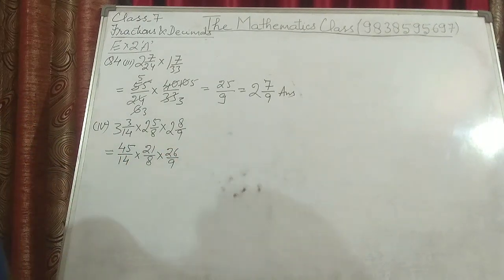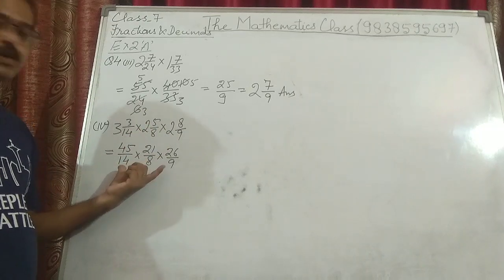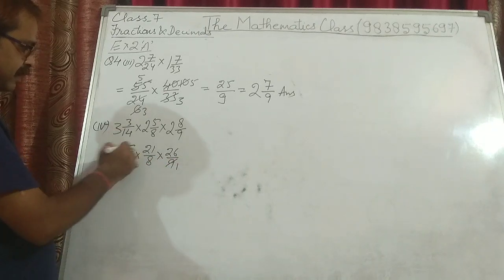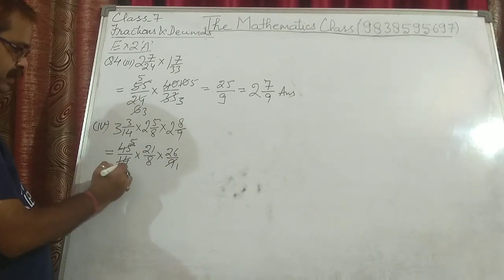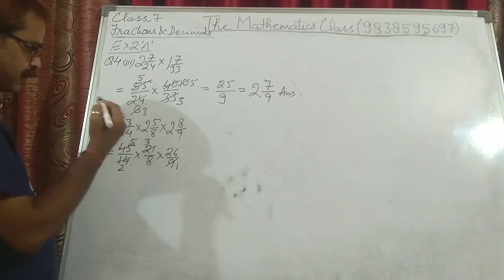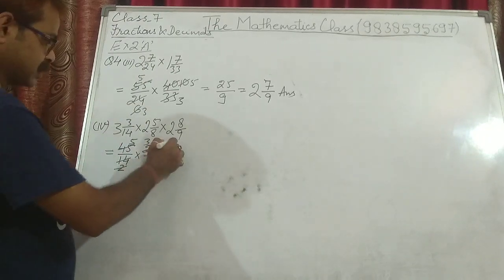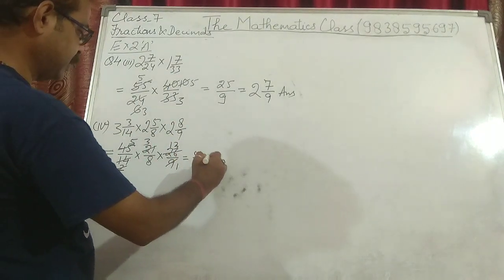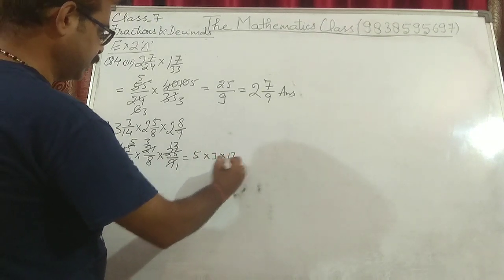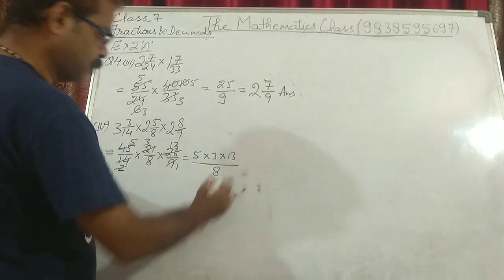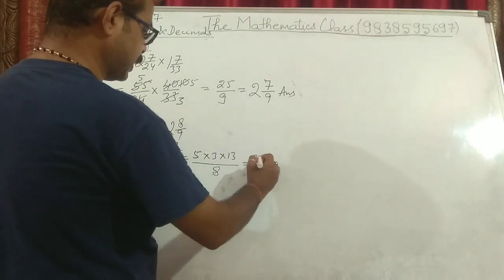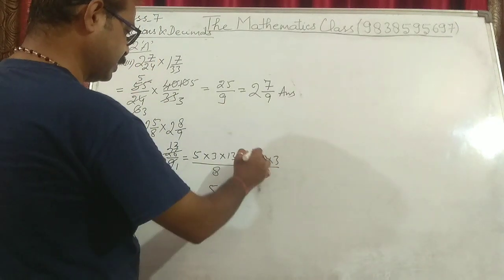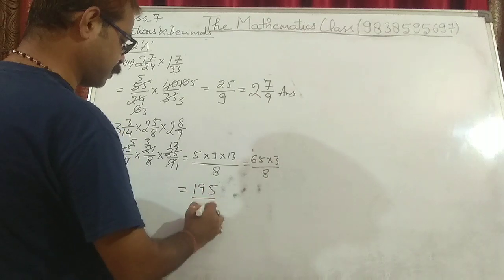We converted all these mixed fractions into improper fractions. Now let's see what can be cancelled. 9 ones are 9, 9 fives are 45, 7 2s are 14, 7 3s are 21, 2 ones are 2, 2 3s are 6. So we got 5 into 3 into 13 upon 8. Now 13 into 5 is 65 into 3 upon 8, which is 195 upon 8.